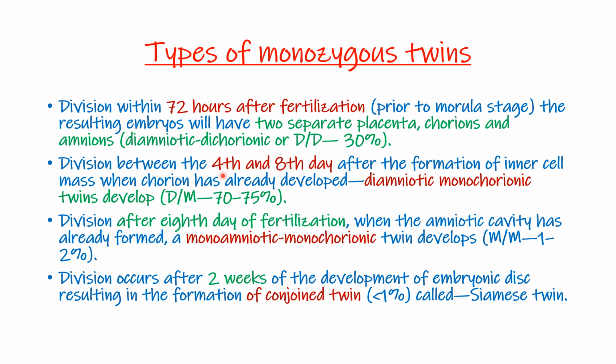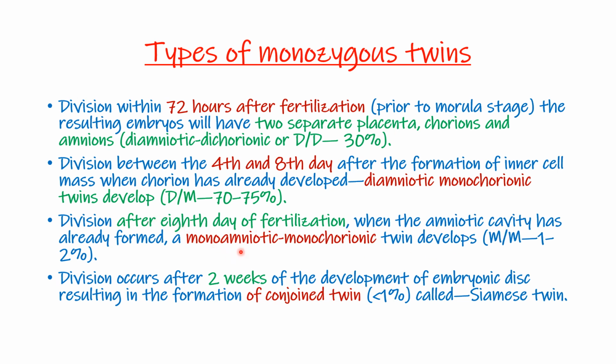So when the division occurs from the fourth day to the eighth day, after the formation of the inner cell mass, when the chorion has already developed, then you will have diamniotic monochorionic, because the chorion has already formed. The chorion later forms the placenta, meaning that these twins will share one placenta, however, they have two different gestational sacs.